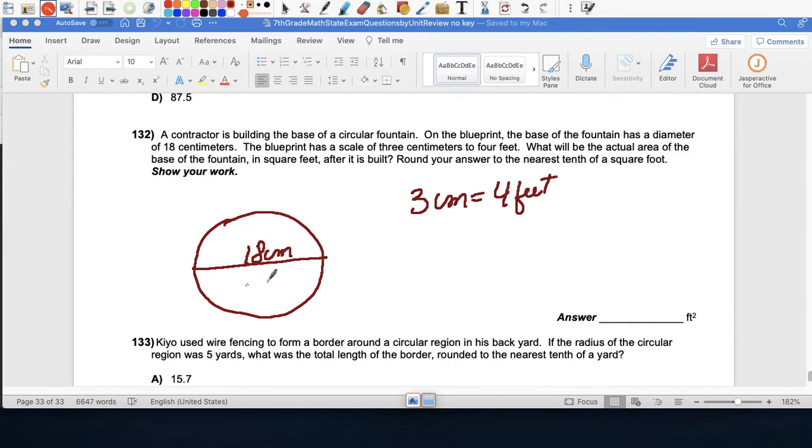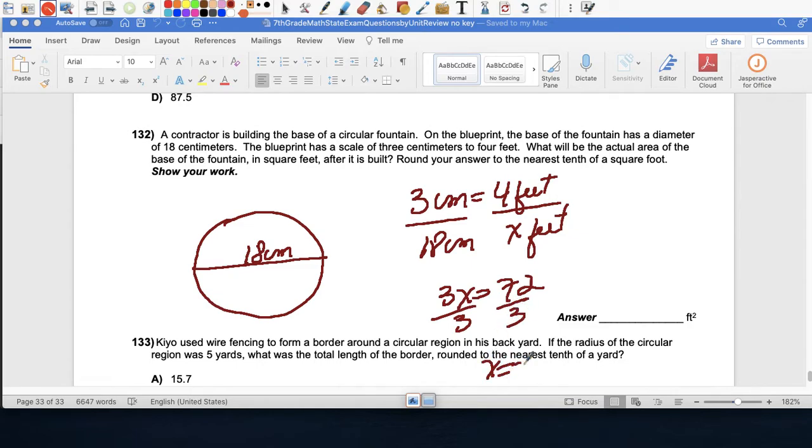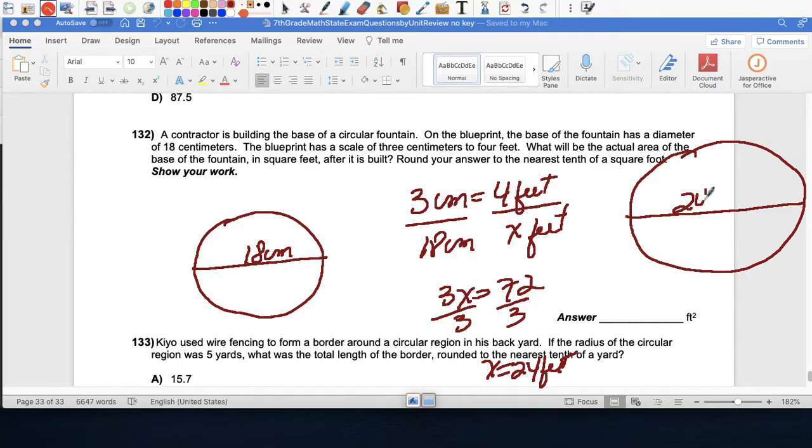So that's a drawing, and this is real life. 18 centimeters equals, well, let's see how many feet. Cross multiply, we get 3x equals 18 times 4, which is 72. We're going to divide both sides by 3. X equals 24 feet. So in real life, that fountain has a diameter of 24 feet, which means the radius is 12 feet. Now, if I know the radius, can I find the area? Yeah, I can. Area equals pi r squared.